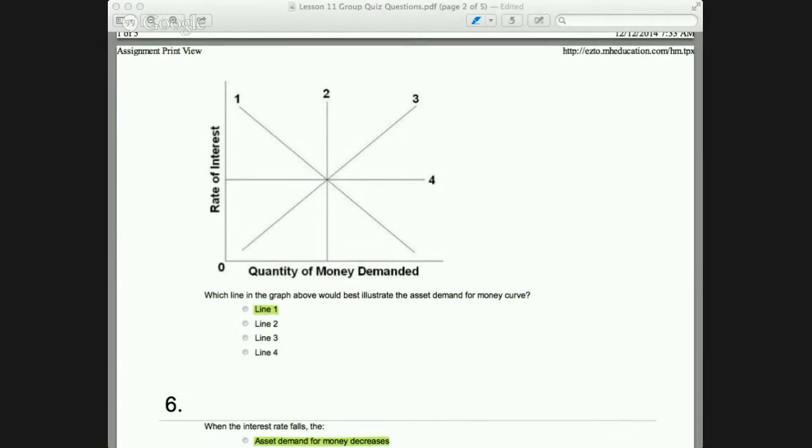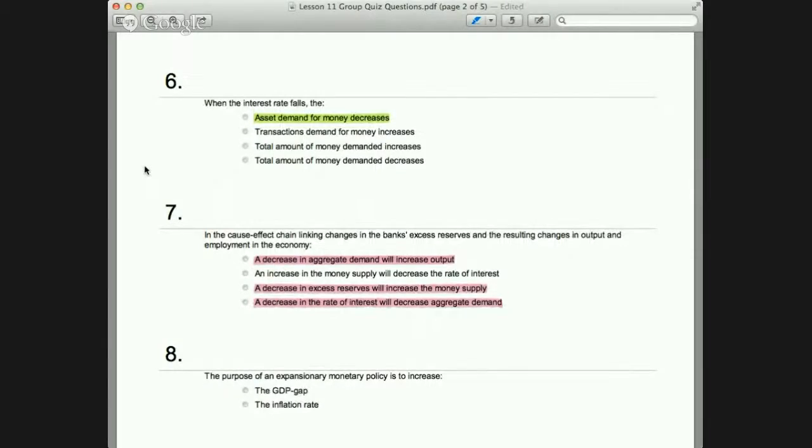Yep. All right, number five was pretty easy. I chose line 1 as the demand for money curve. Yep, that's what I had. So I'll do six now. When the interest rate falls, I put that the asset demand for money decreases, but that's wrong, as we now found. I chose the second one, transaction demand for money increases, but it might not be that actually. It might be that the total amount of money demand increases.